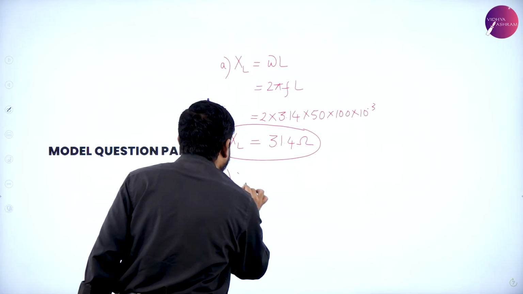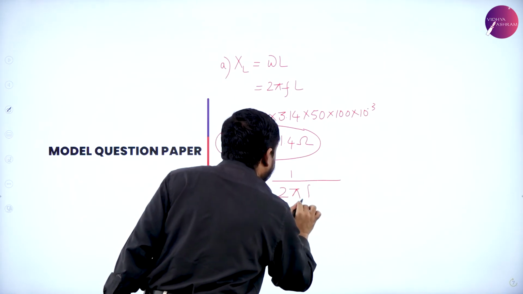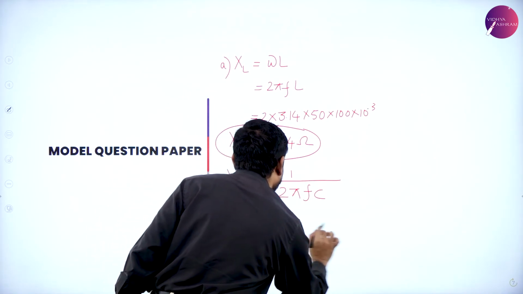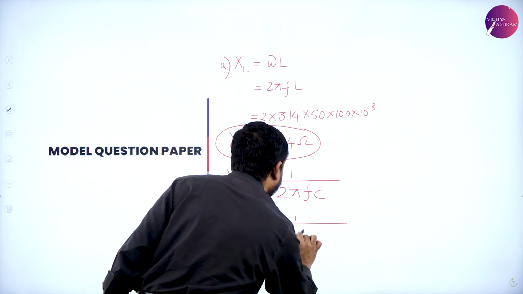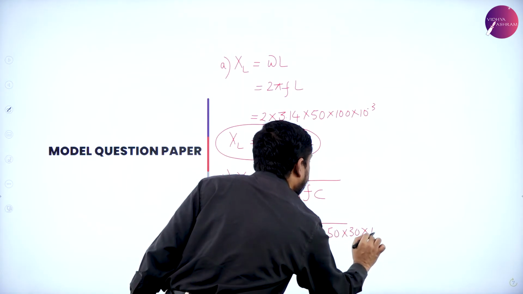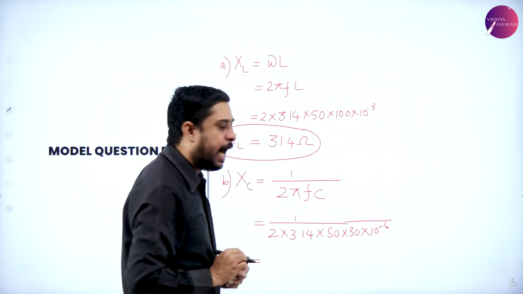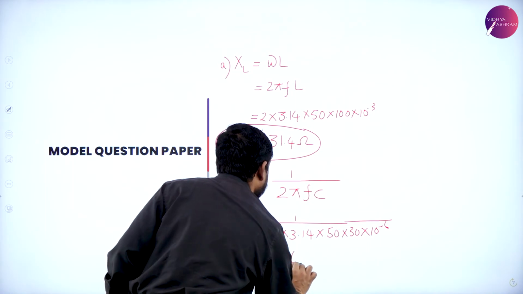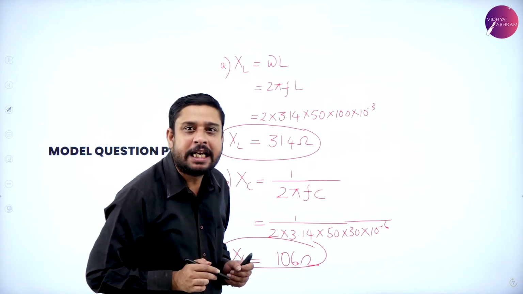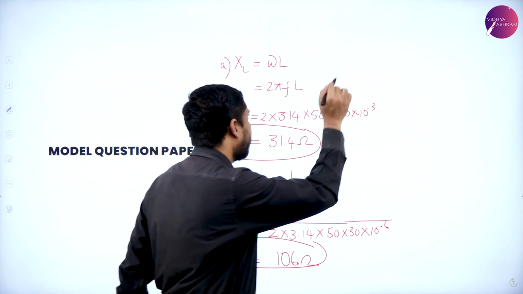Now I'll calculate XC, 1 by 2 pi FC, capacitive reactance. So this is 1 by 2 into 3.14, 50 into 30 into 10 power minus 6, which is 106 ohms. So here on calculation, very clearly, XC is greater than XL.